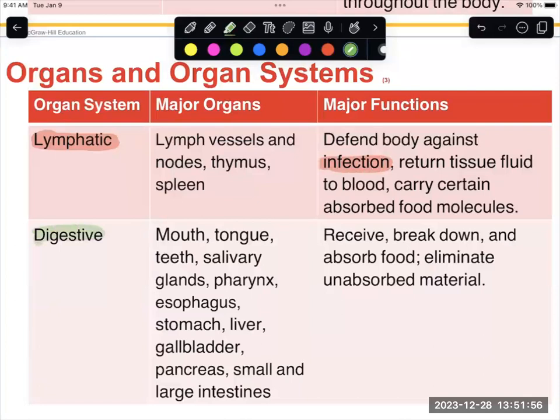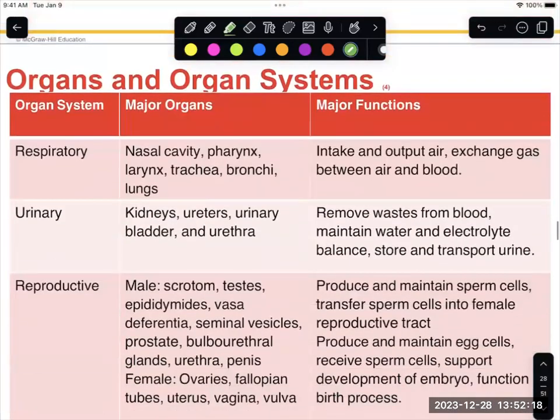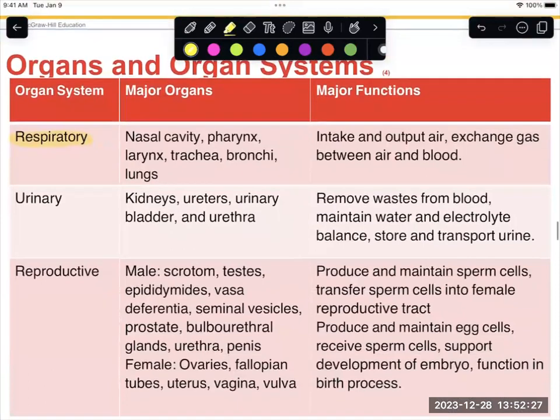Then our digestive system: your mouth, tongue, teeth, salivary glands, pharynx, esophagus. Your digestive system receives, breaks down, and absorbs food. Then we eliminate what we don't need. Respiratory system. That is your nasal cavity, the pharynx, larynx, trachea, bronchi, lungs. We're going to go through what all of these are in each of the specific organ chapters. This is going to take in and release air. We are going to exchange that oxygen, that gas, between the blood.